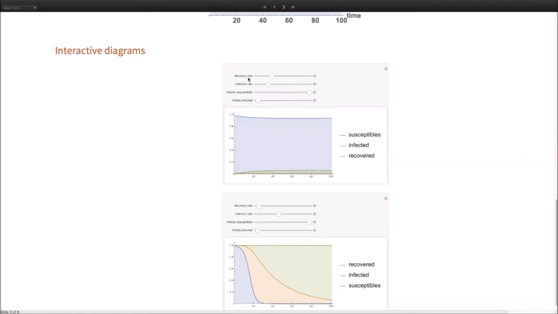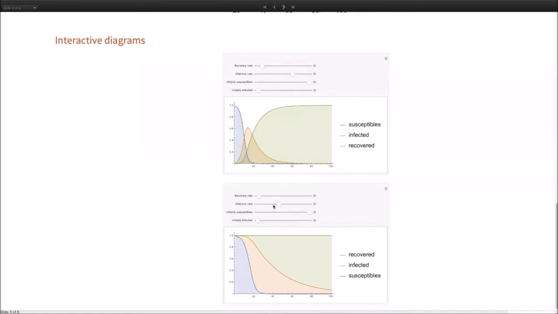So infection rate lower than recovery rate means no outbreak. And as soon as my infection rate gets higher, I will have a little outbreak here. And if it's really, really high, my outbreak will get worse and worse. Here's the same picture stacked. So you would see all the people who are susceptibles, the infected and the recovered. And again, we can change these numbers and explore what our model tells us about the real world.